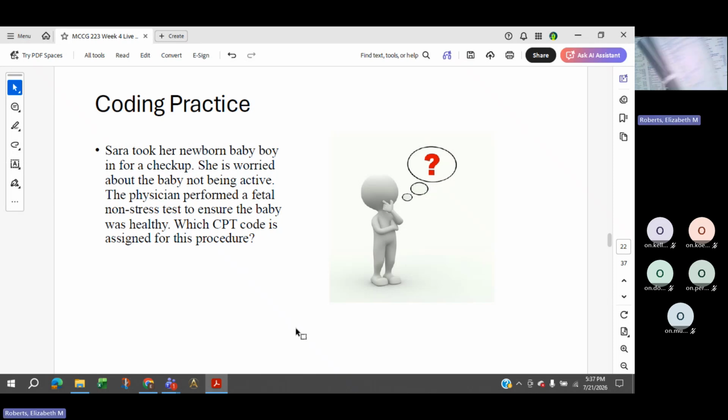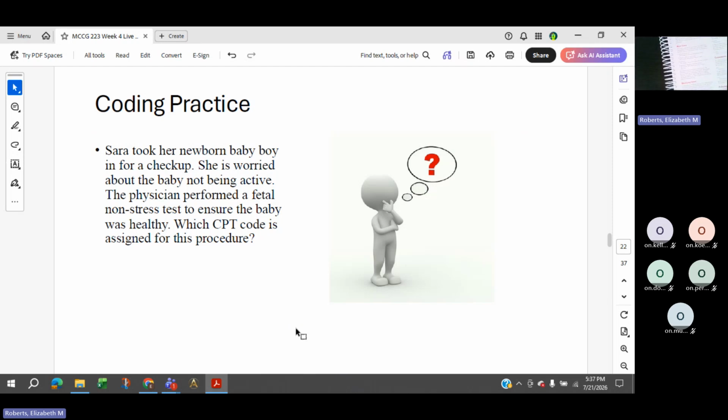You guys can go ahead and check it. Let me know if that's the correct code while I play around in the index here. Stress test. No, it's actually not under stress test. Under stress test, there's cardiovascular, multiple gated acquisition, pulmonary. Nope. It might also be under fetal. Yep, that's correct. Good job. Yeah, 59025. That is the code for a fetal non-stress test.